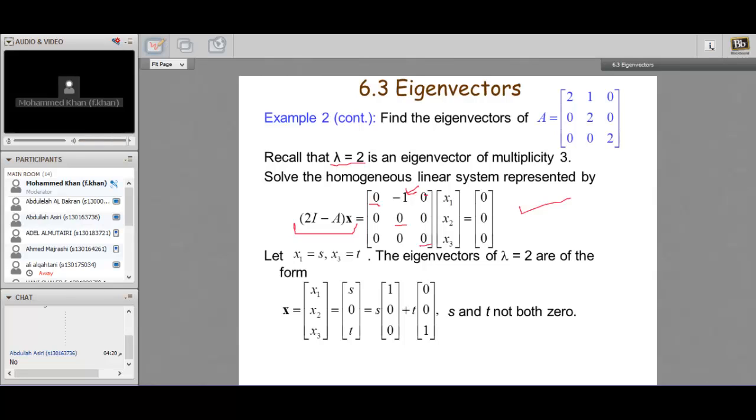So we can say that x is equal to s. If you solve this, you will get x1 is equal to s, x3 is equal to t. When you open this, the eigenvectors of lambda equal to 2 are, you can write, s 0 t, or x is equal to x1, x2, x3 like this. When you take s outside, there will be 1 0 0, and if you take t outside, there will be 0 0 1. So s and t are not both 0. These are the eigenvectors.